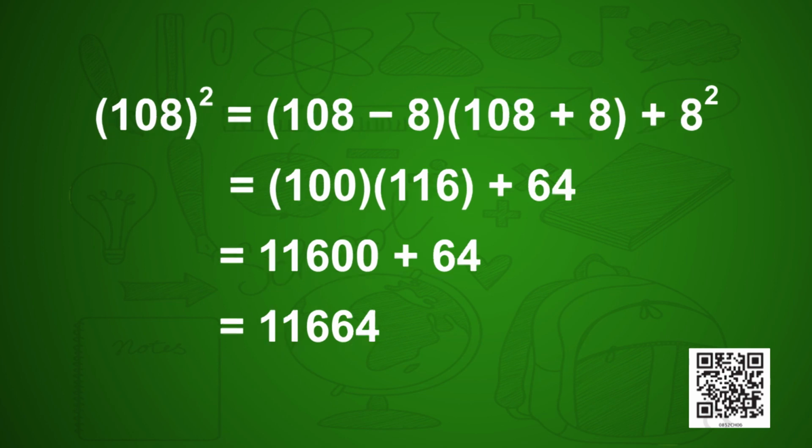We will also observe another example, that is 108 whole square. So, we find the square of the unit digit, 8 square is equal to 64. We get the two numbers by adding and subtracting 8 from the given number. So, 108 minus 8 is equal to 100, and 108 plus 8 is equal to 116. In step 3, we find the product of 100 and 116, that is 11,600. In step 4, we add 64 to this number, so that we get 11,664.